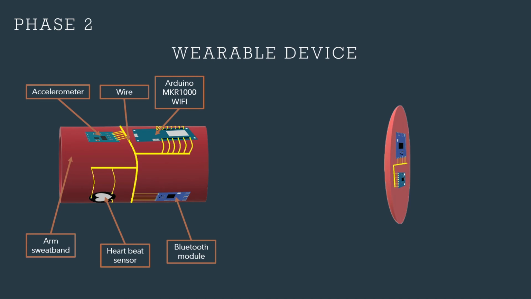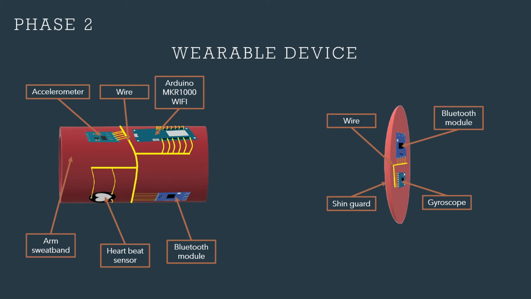There is also a Bluetooth module which will interact with the Arduino MKR1000 Wi-Fi. All of these components will be attached to an arm sweatband. To measure the player's free kick technique, the sensor and module used are a gyroscope and Bluetooth module. These components will be attached to the shin guard.